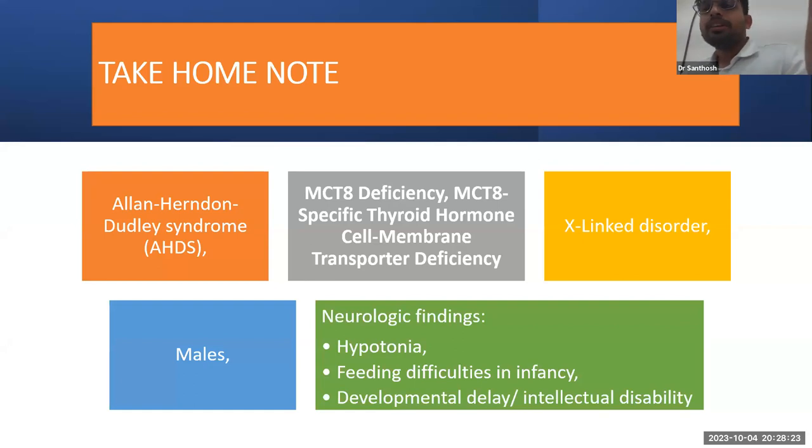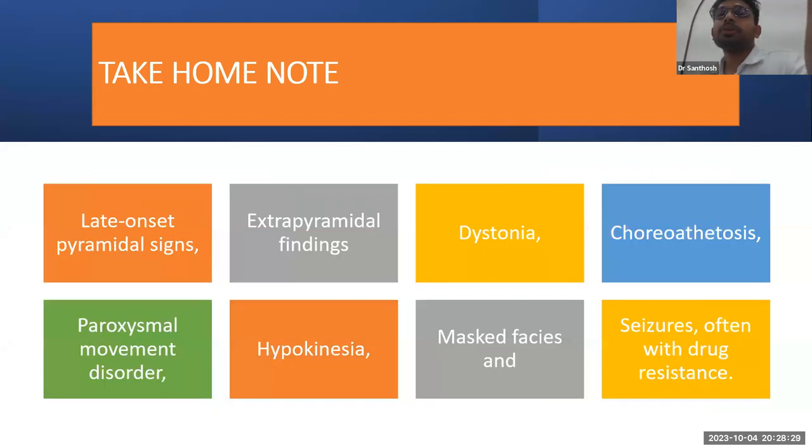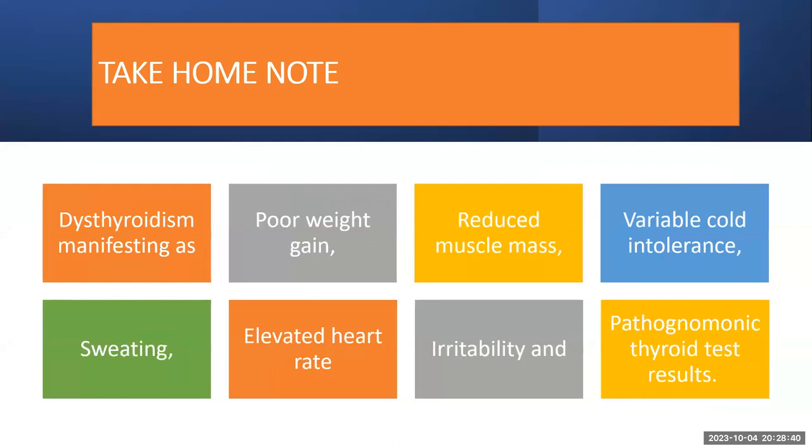Neurologic findings are mainly hypotonia and feeding difficulty in infancy, causing developmental delay as well as intellectual disability, with late onset pyramidal signs or extrapyramidal findings such as dystonia, choreoathetosis, and paroxysmal movement disorder. They can have hypokinesia and masked faces, often drug resistant. Dysthyroidism manifests as poor weight gain, reduced muscle mass, variable cold intolerance, sweating, elevated heart rate, irritability, and pathognomonic thyroid test results.